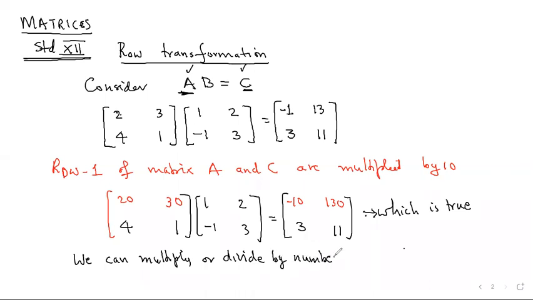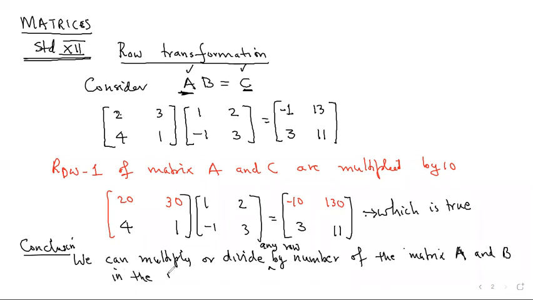So this is the conclusion. We can multiply or divide a row by a number. Any row by a number of the matrix A and B in the matrix equation.